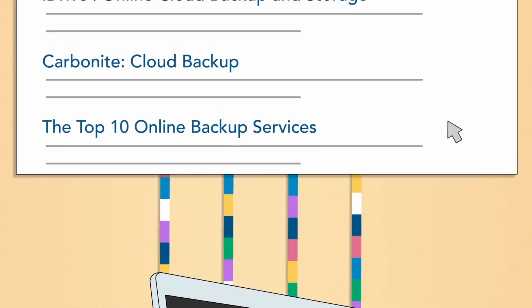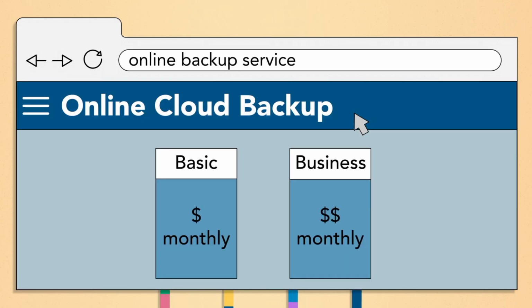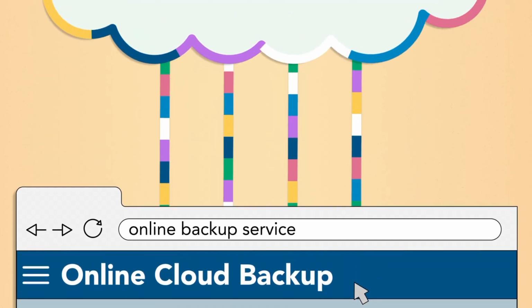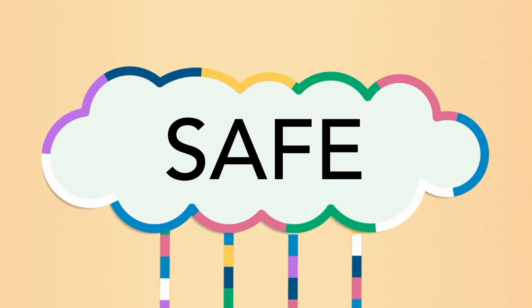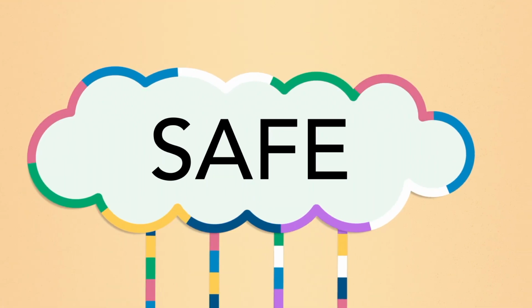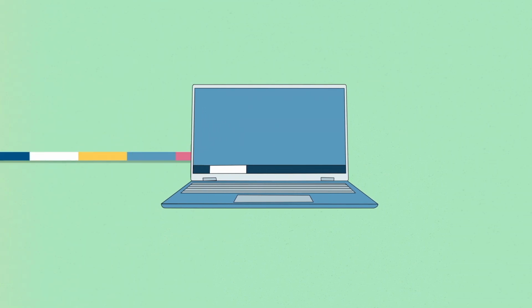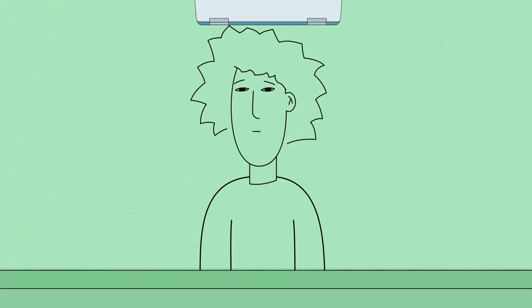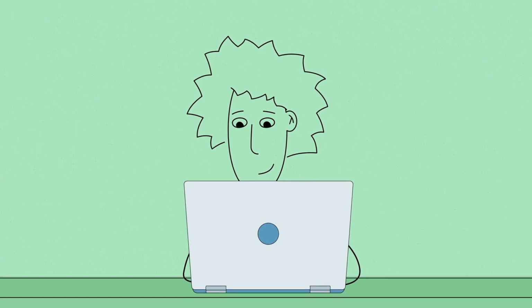For more security, you can use an online backup service like iDrive or Carbonite. You may have to pay a monthly fee to use these services, but the advantage is that your files will stay safe in the cloud no matter what happens to your computer. Following these tips can help you protect your computer and keep your information safe. You can rest easy knowing that all of your files will be there when you need them.